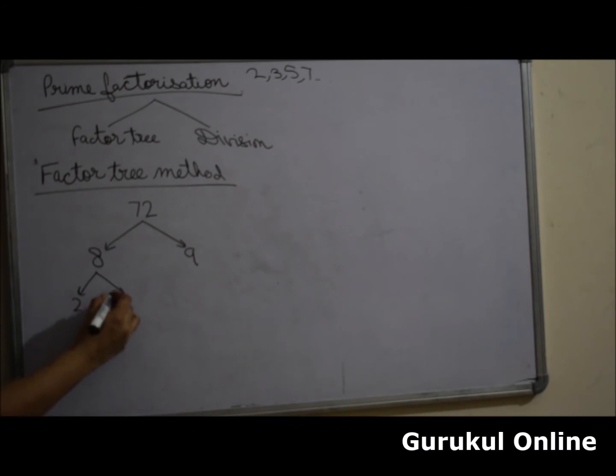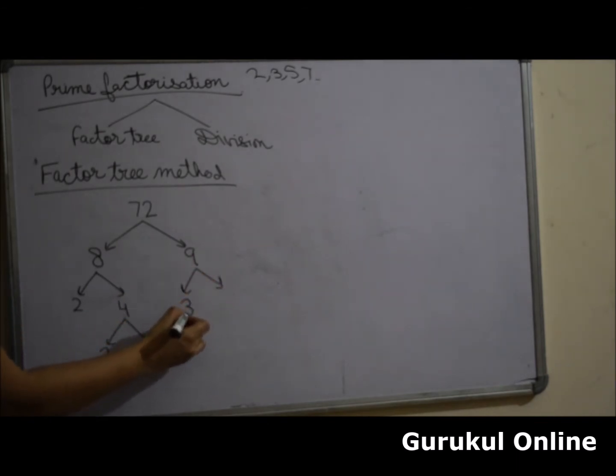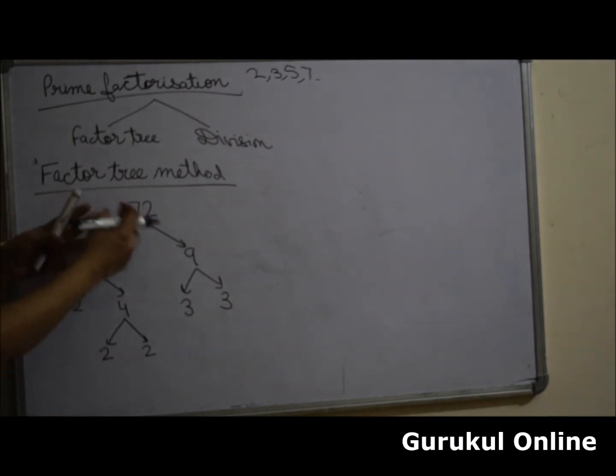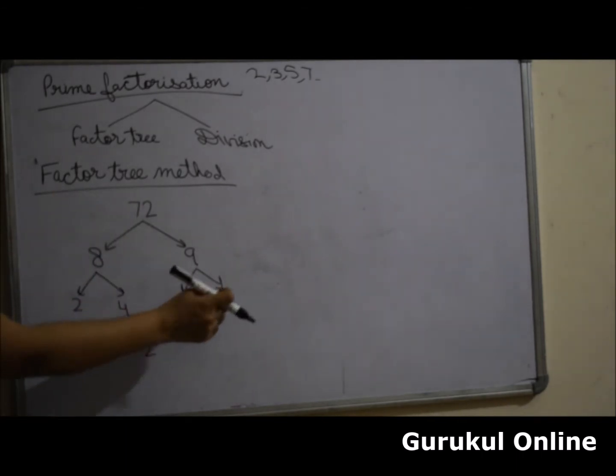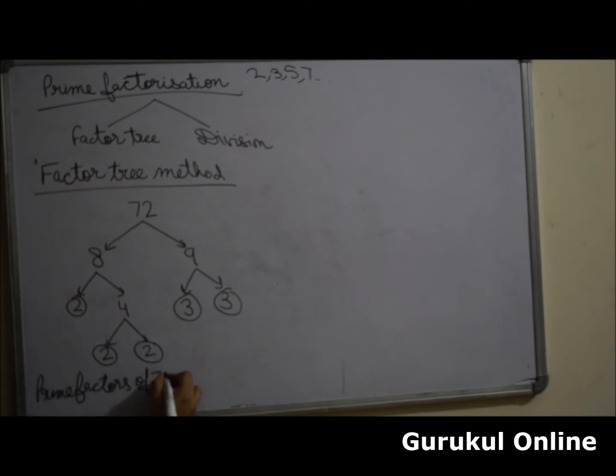2 into 4 is 8, and then we can break this 4 further because 2 is already a prime factor. So 2 into 2 is 4. For 9, when you break it, you get 3 into 3. So this tree gives you all the prime factors of 72, which are 2, 2, 2, 3 and 3. So prime factors of 72 are 2 into 2 into 2 into 3 into 3.